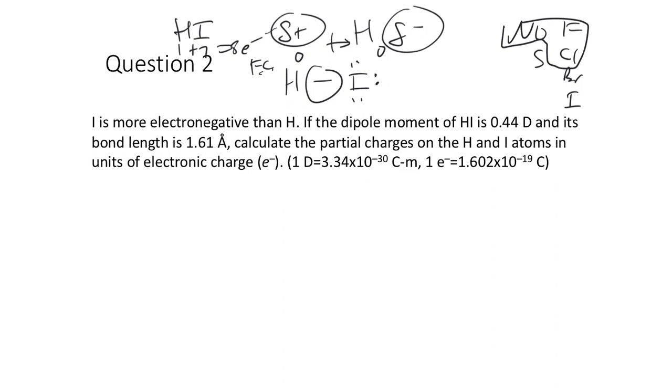This is due to the electronegativity of iodine being greater than hydrogen. So iodine has a stronger pull on the bonding pair of electrons than hydrogen does. So we're going to pick up some negative charge on the iodine atom.